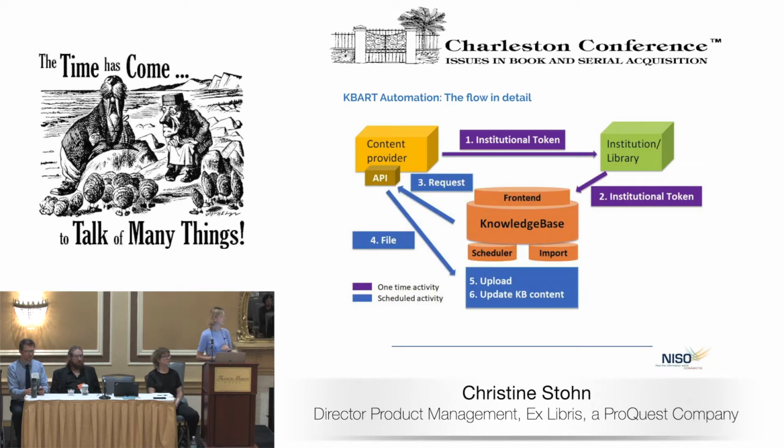And in more detail, this is what it looks like. This is the process that was published this year. It's not just a format of the file, but it's also describing the process of the API and the automation. So we have the content provider giving an institution token to the library. The library adds the institution token to the knowledge base front end. And then from that point onwards, the knowledge base can automatically send a request to the content provider API, automatically get back a file and upload it into the knowledge base and update the knowledge base with your content, with your holdings. And that is a process that can run automatically, for example every week, so that can be scheduled. So this is KBART Automation.